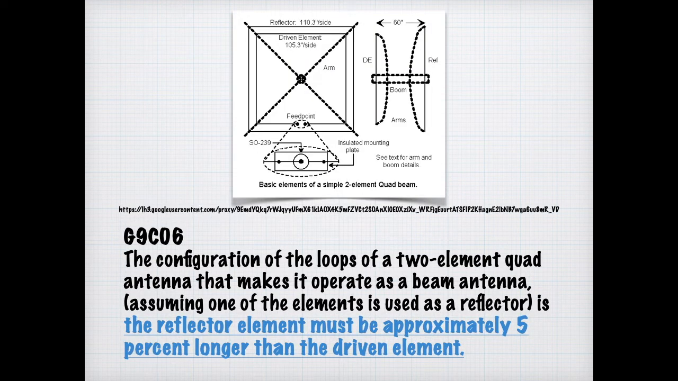Just like with the Yagi, if we're going to have a reflector with a quad, it needs to be larger than the driven element. For the exam, you need to know that the configuration of the loops of the 2-element quad antenna that makes it operate as a beam antenna, assuming one of the elements is used as a reflector, is that the reflector element must be approximately 5% longer than the driven element.